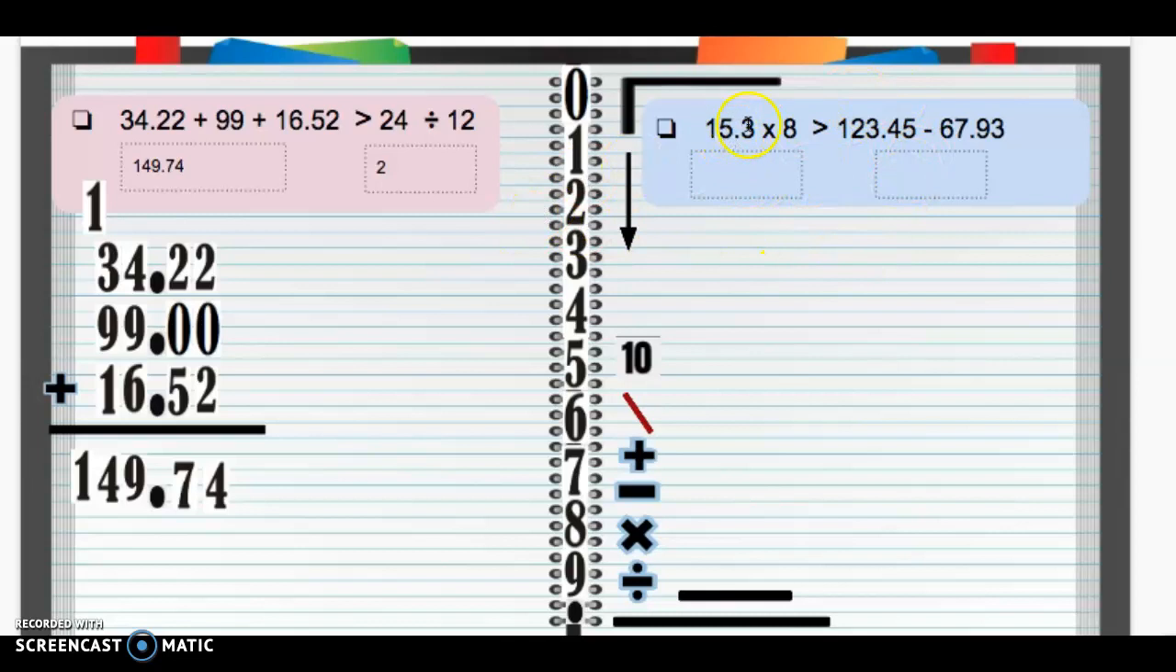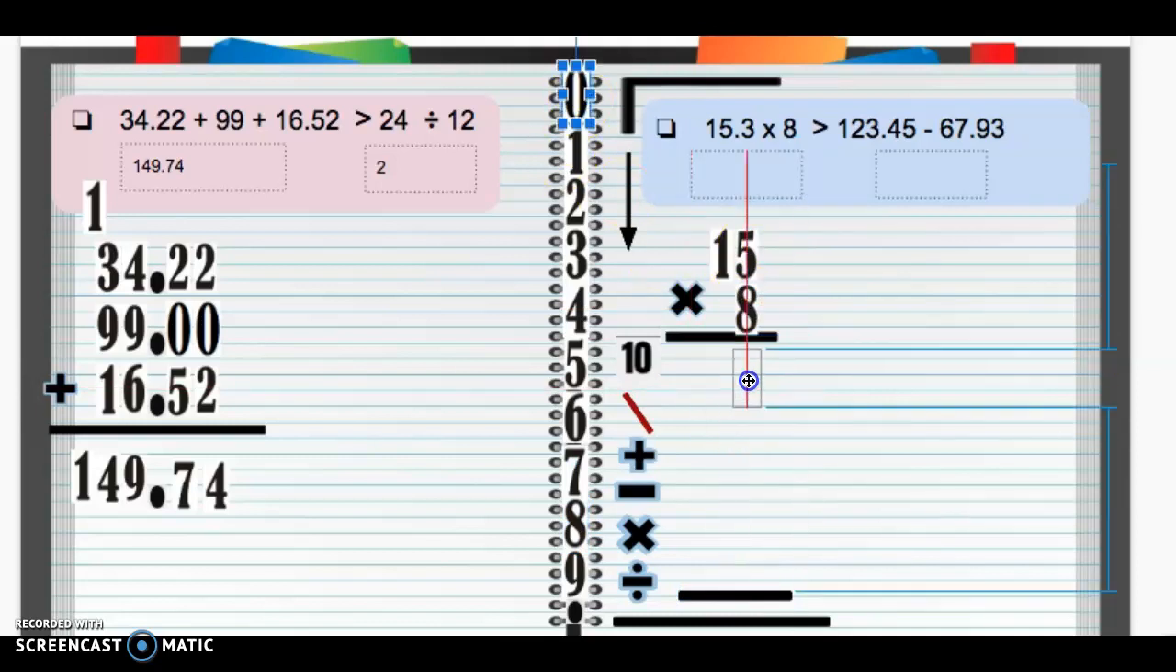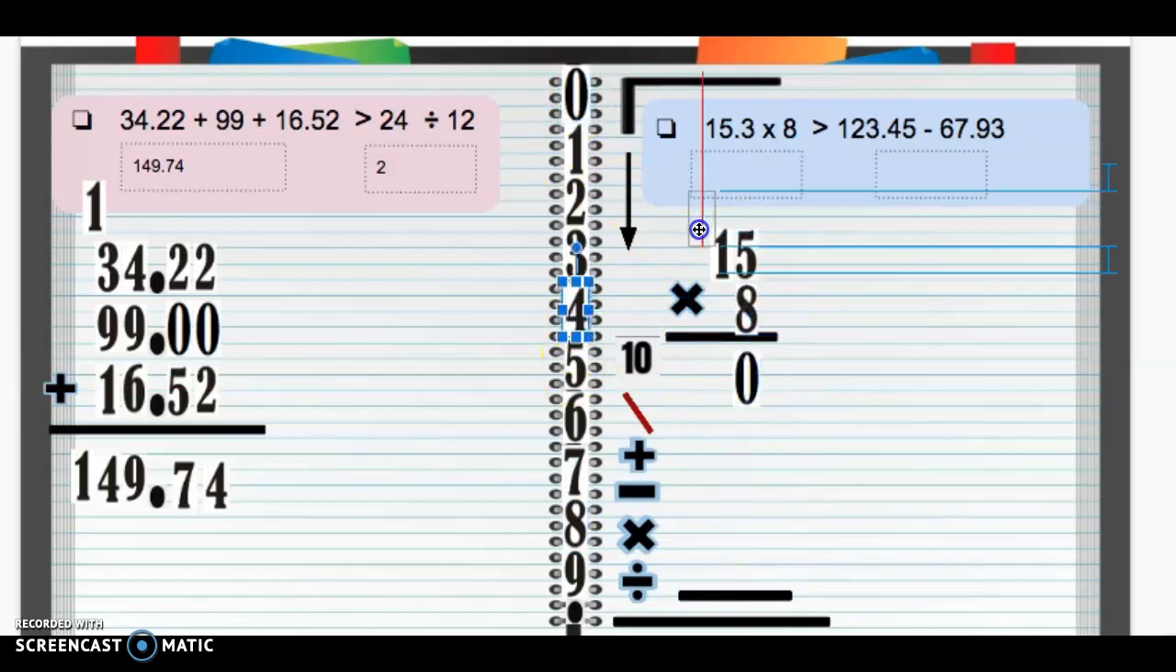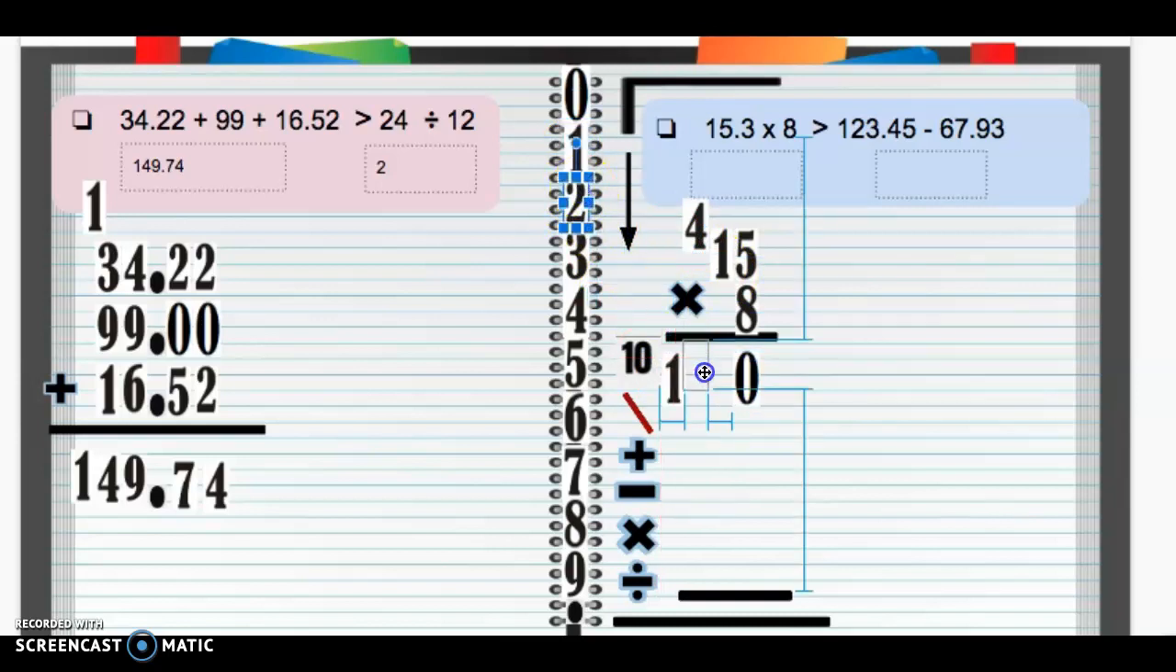We're doing 15 and 3/10 times 8. So we're multiplying. So we do 15 times 8. All right, so let's begin. 5 times 8, or 8 times 5, is 40. So I put my 0 and then bring up my 4. 8 times 1 is 8. 8 plus 4 is 12. So I get 120. So we get 120 as our answer.